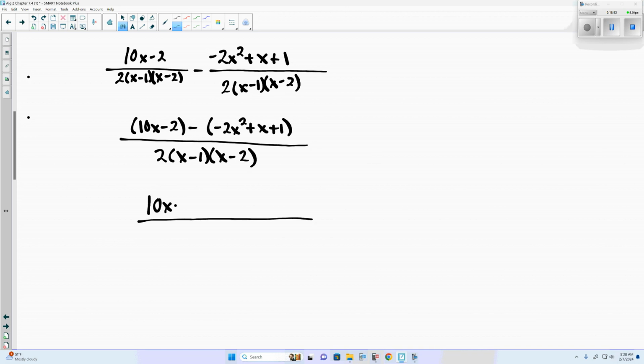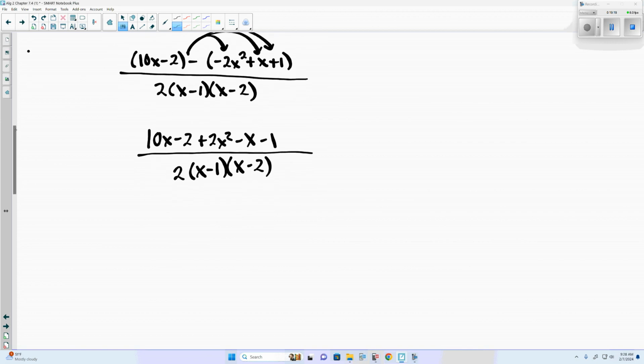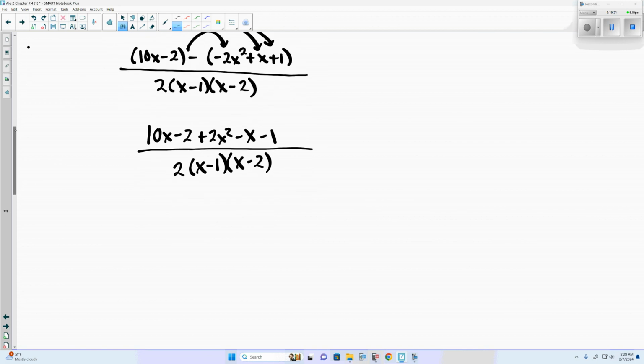Now our 10x minus 2, the signs are not going to change. In our second set of parentheses, every sign is going to change. Because when we apply it to our negative 2x squared, it's going to become plus 2x squared. When we apply it to our positive x, it's going to be negative x. And when we apply it to positive 1, it becomes negative 1. It changes the sign of all 3 terms. Questions on any of this here?